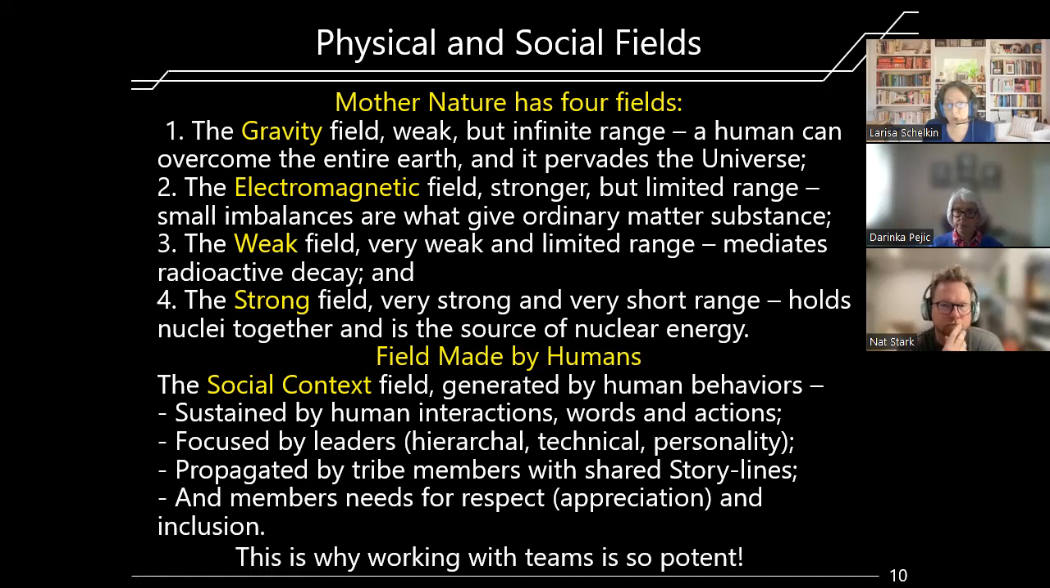Sorry to interrupt, we all have to learn it. We don't have any other choice. If we want to survive as humans on planet Earth, we have to really master it. There is no other way. So the social context field, I believe, has to have these elements.